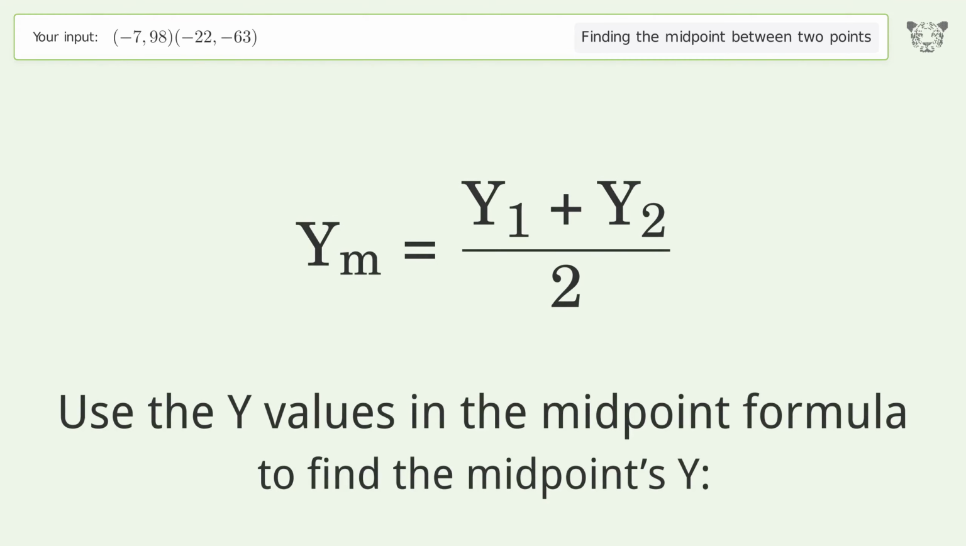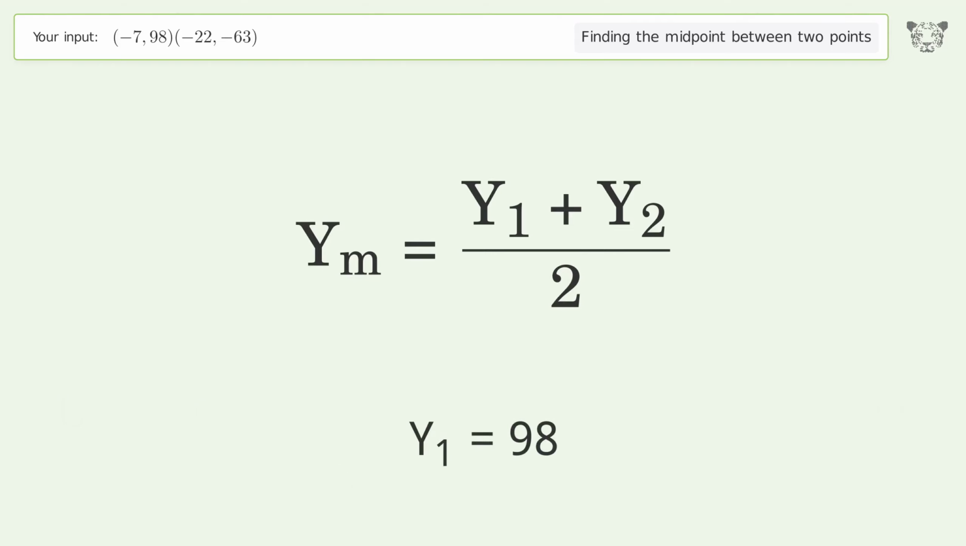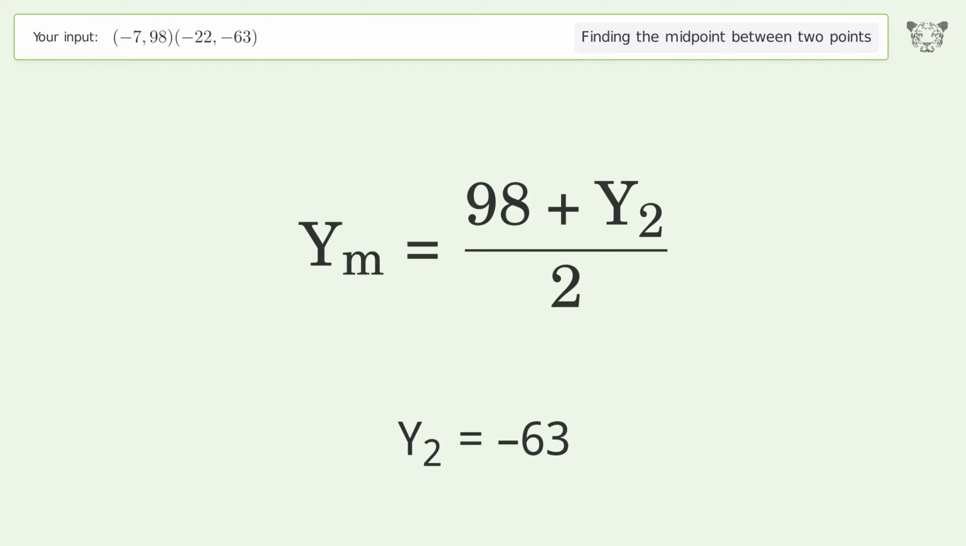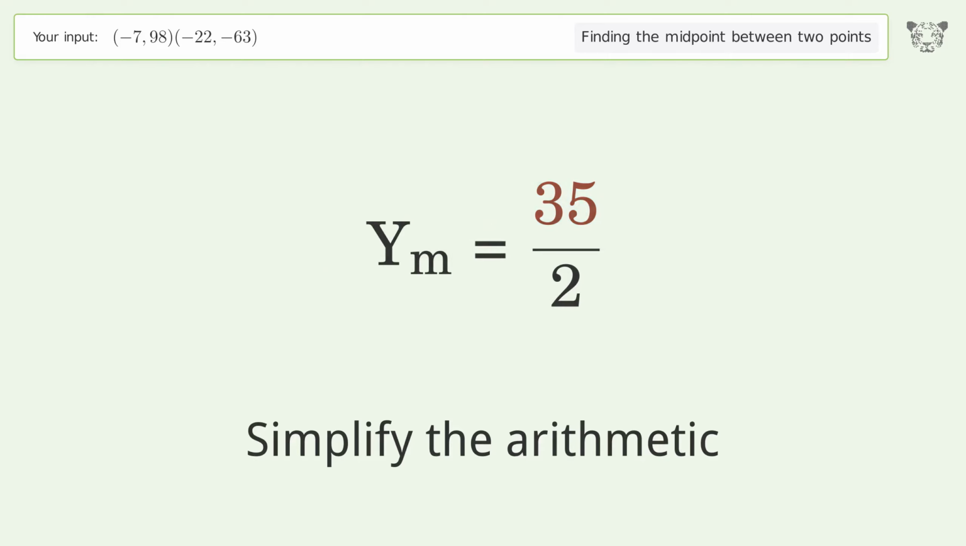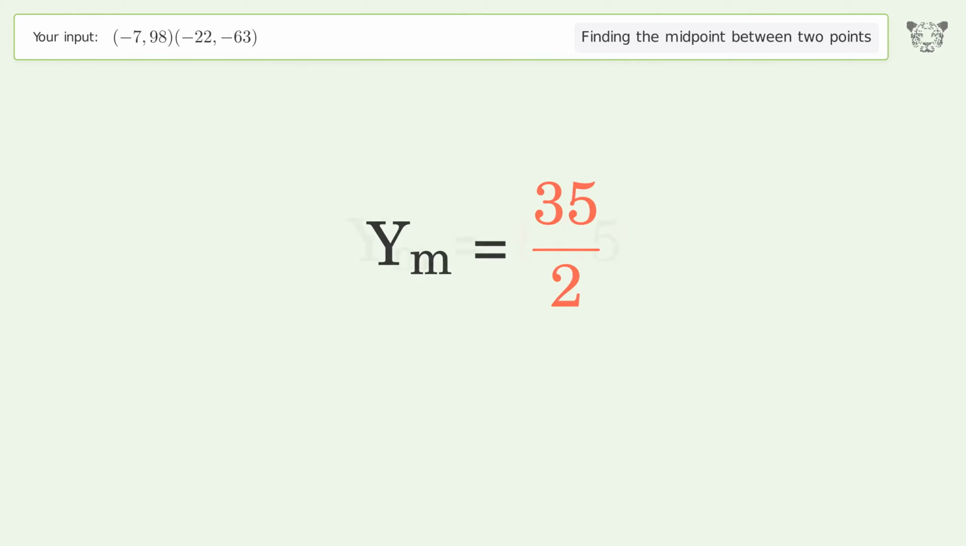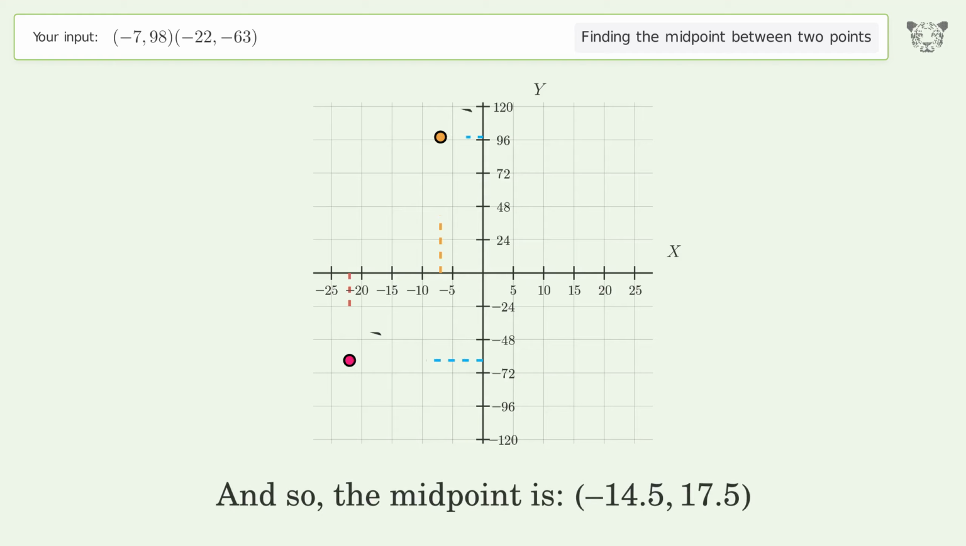Use the y values in the midpoint formula to find the midpoint's y. y1 equals 98. y2 equals negative 63. Simplify the arithmetic. And so, the midpoint is negative 14.5, 17.5.